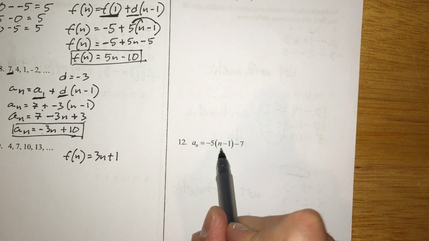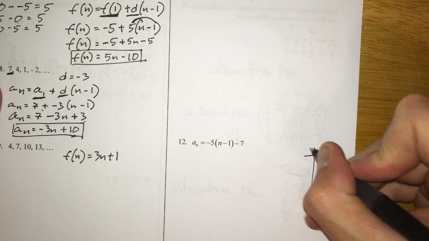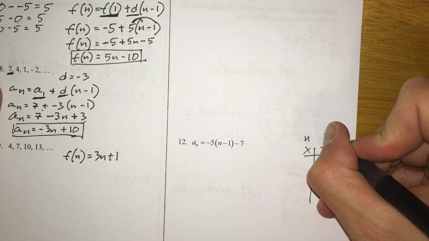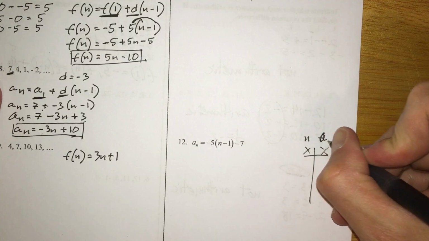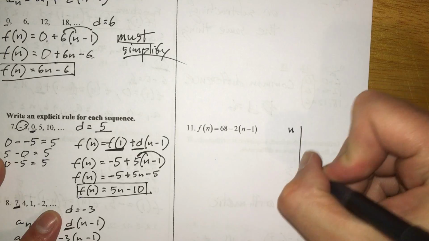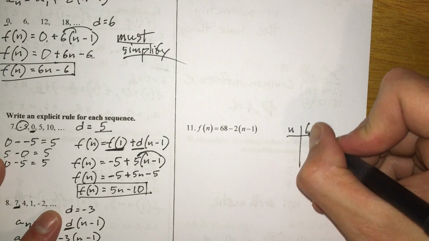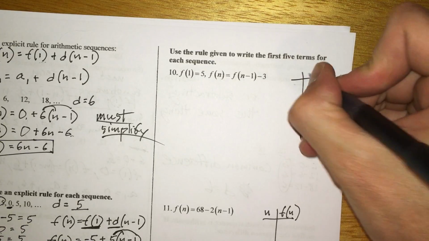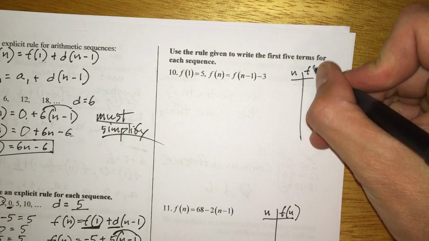That's all from the last one. You're just substituting in your t-chart, your x and y, or your n and f of n, or a sub n in this case. So this one's going to be n and f of n, and our last one is going to be n and f of n because it's in function notation.